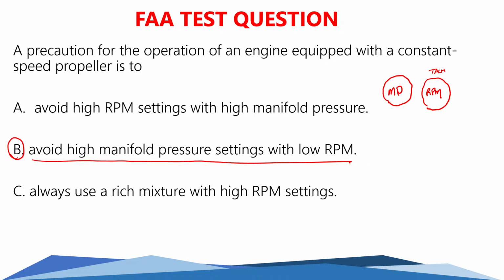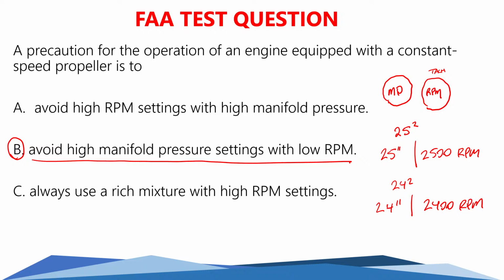So a lot of times you're going to hear "25 squared." A lot of times we square things, and what we mean by that is we might have 25 inches of manifold pressure and 2,500 RPM. So if I said 25 squared, that's what I mean. If I say 24 squared, same thing: 24 inches of manifold pressure and 2,400 RPMs. But the main thing is that we want to avoid high manifold pressure settings with low RPMs.